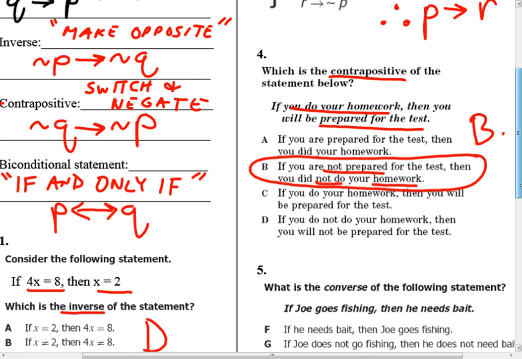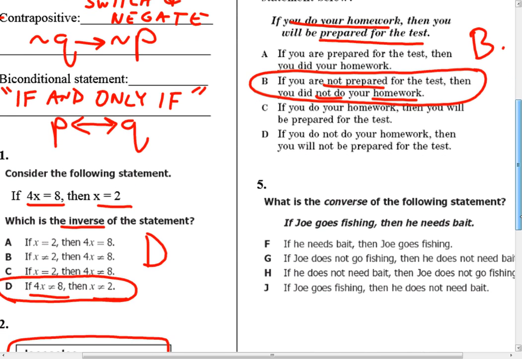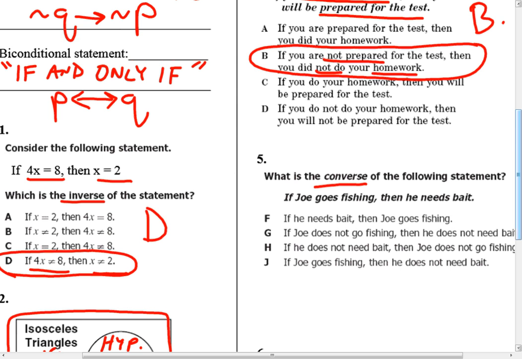Easy to make mistakes on problems like this. Slow yourself down. Actually read what's in front of you. We've got a converse this time. Nothing gets switched to opposite, but we switch positions. Fishing will go to the end. Needing bait will go to the beginning. Needs bait, goes fishing. Is that the first one? Sure, second.